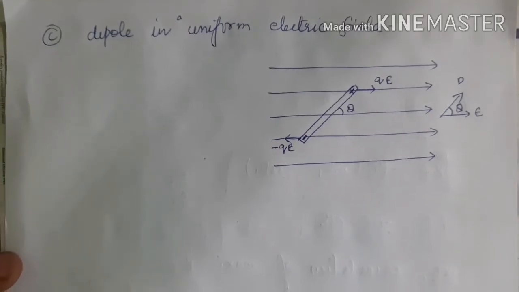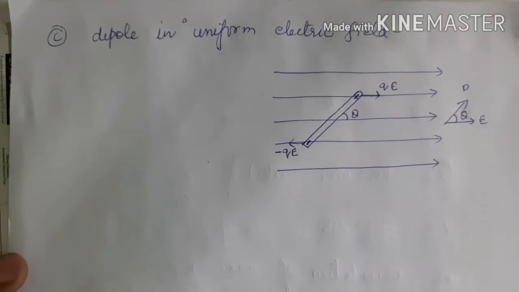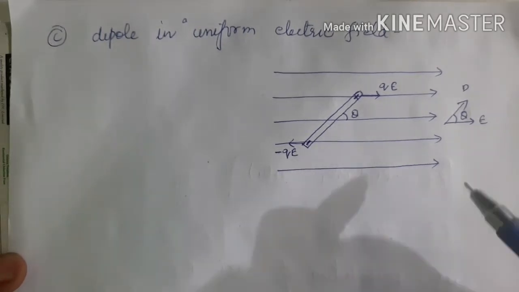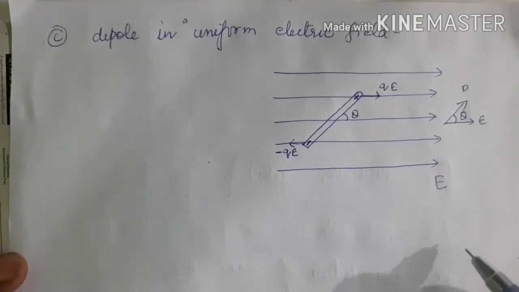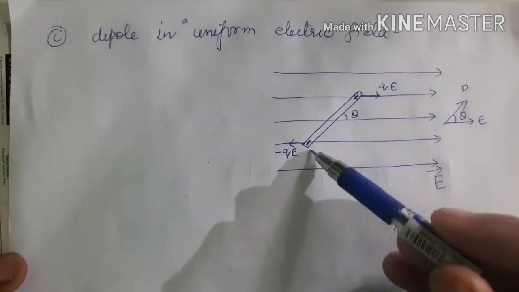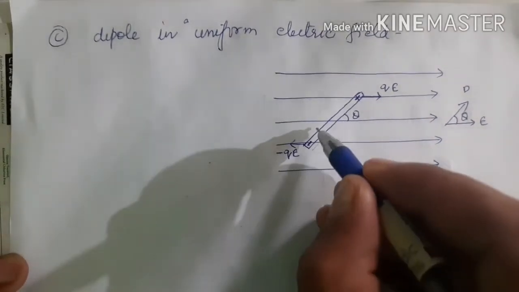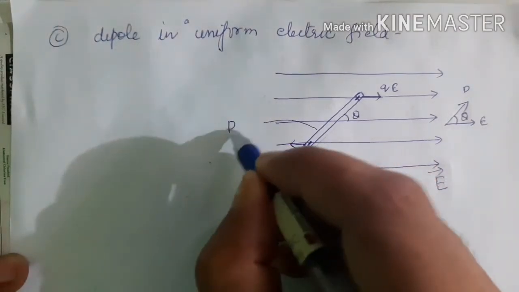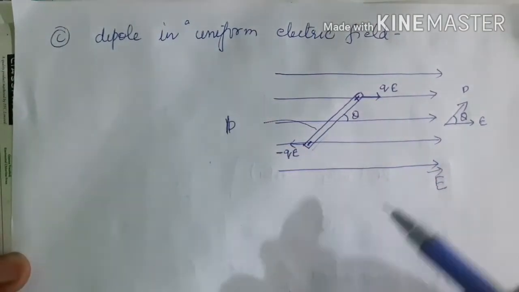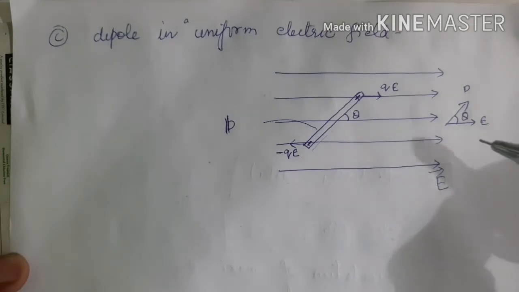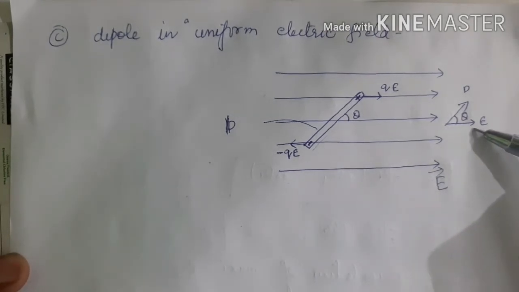Now the third case, a dipole in a uniform electric field. What should be the potential energy when a dipole is placed in a uniform electric field? This is your uniform electric field E along this direction, and a dipole having a dipole moment equal to P is placed along this direction, making an angle of theta with the electric field.